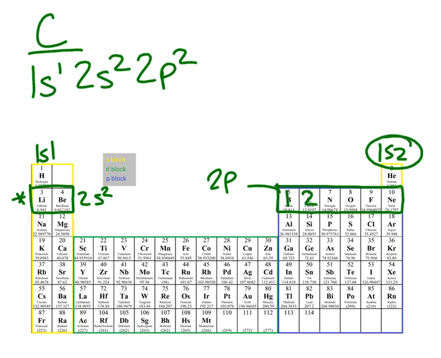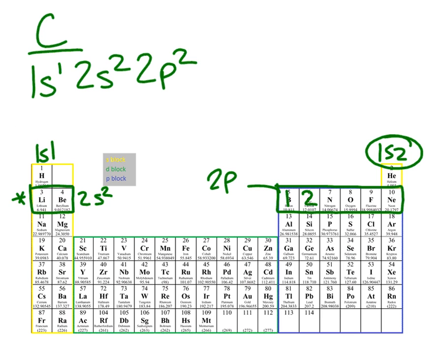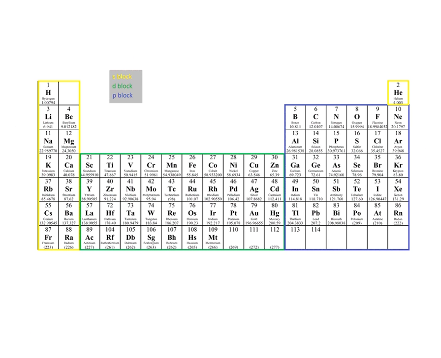Boron. Let's start off with what we need to look at, which would be boron, which is this guy right here. So let's take a look. We have 1s1, then we have 1s2.